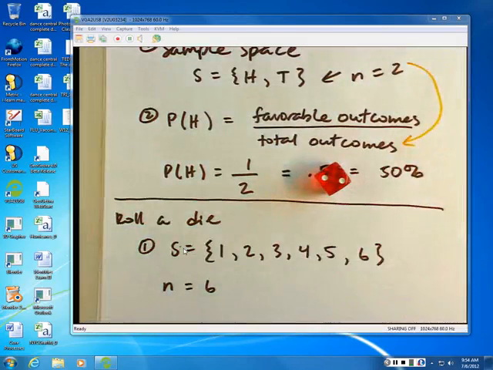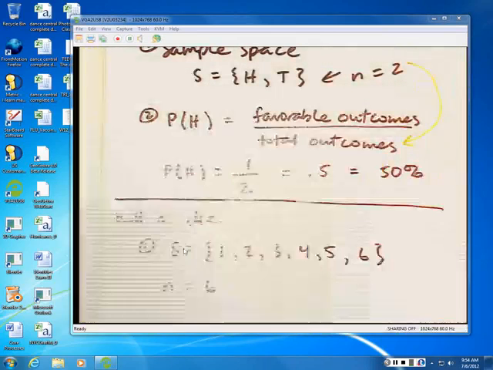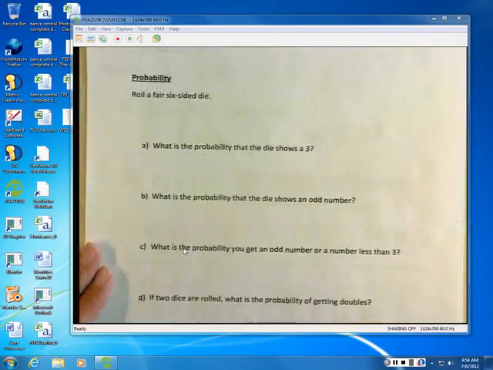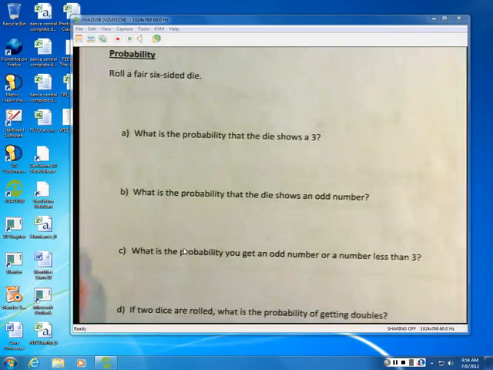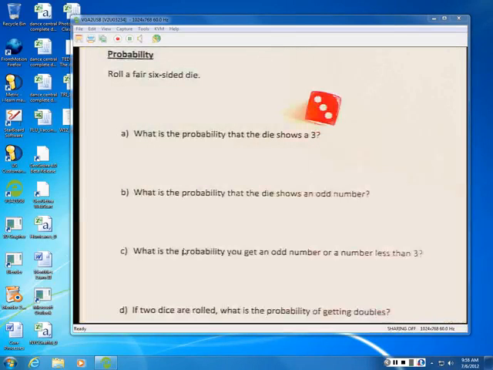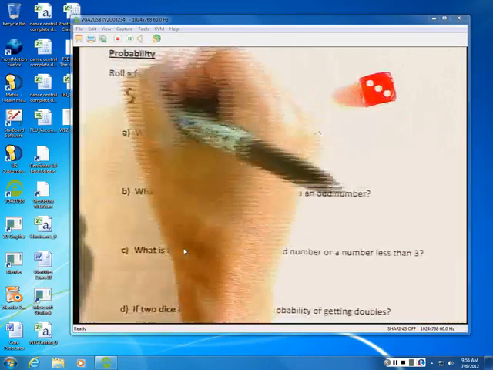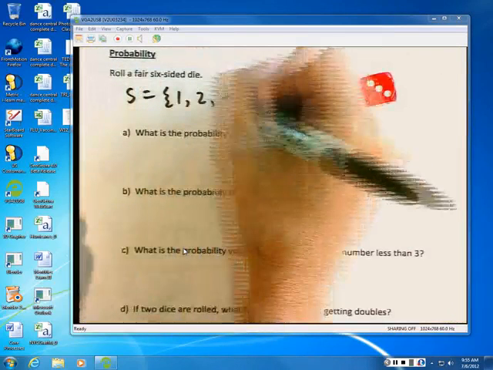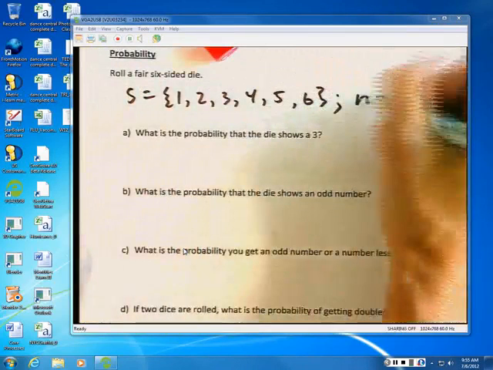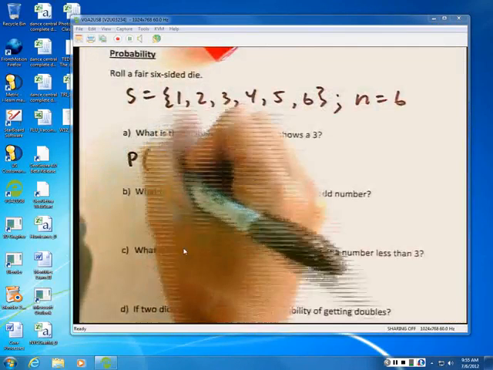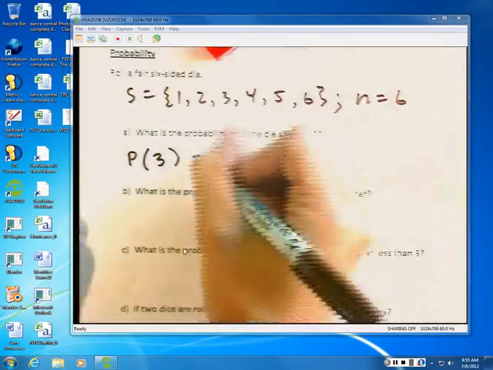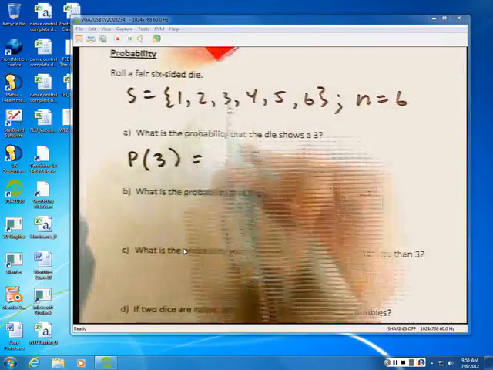Okay, so let's take a look at some probabilities for this die. These might be a little hard to read, so I'll read them to you. The first one says, what is the probability that the die shows a 3? So I'm going to cheat here and pretend like I'm rolling it, and look at that, it landed on a 3. Let me put my sample space up here. It was 1 through 6, and n was 6. So the probability that my die lands on 3, the probability of getting a 3, there's only one 3 up there. So there's one 3 out of the 6.